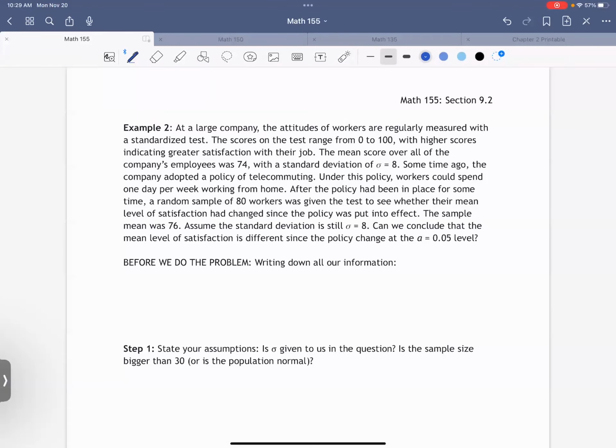So you guys are just speeding through. All right, well, we'll start going over this one, just because I want to show you what to do on Minitab just one more time so you're used to seeing it. Okay, so we have a large company, right?